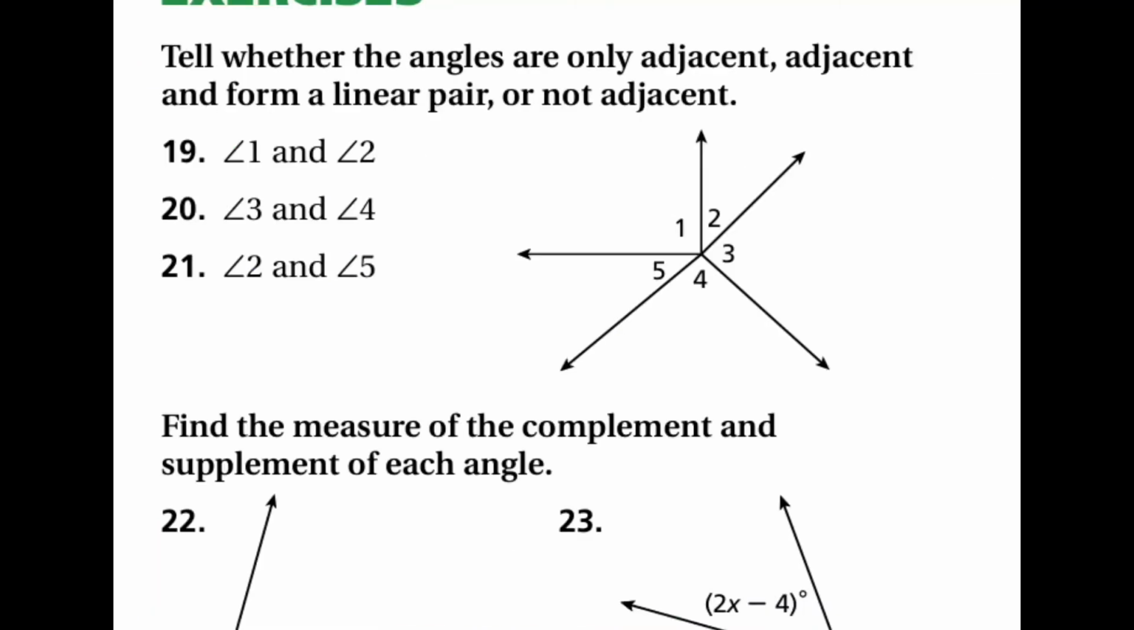So 1 and 2 are adjacent, but they are not a linear pair. 3 and 4 are both adjacent and a linear pair. 2 and 5 are not either one.